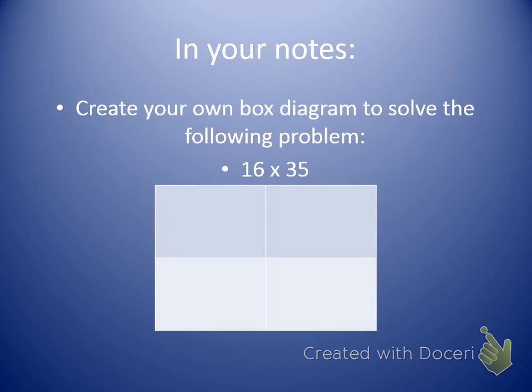In your notes, I want you to create your own box diagram to solve the following problem: 16 times 35. If I have a 2-digit number, I'm going to have 2 boxes on top and 2 boxes on the side, because it's a 2-digit number by a 2-digit number. Remember to break up the number using your place value skills.